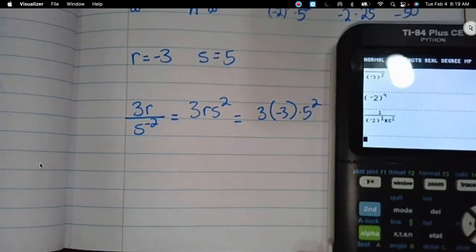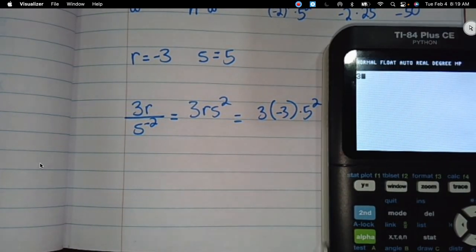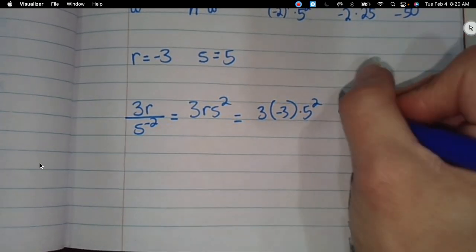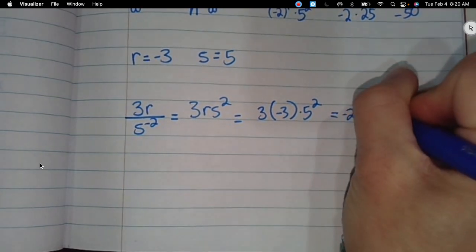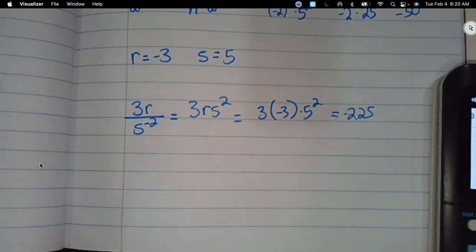Okay? So 3 times -3 times 5 squared. You can put that in your calculator. 3 times -3. I'm not raising it to a power, so I don't have to put that one in parentheses. Times 5 squared. Okay? And we get -225. So that's my answer. -225. Okay.